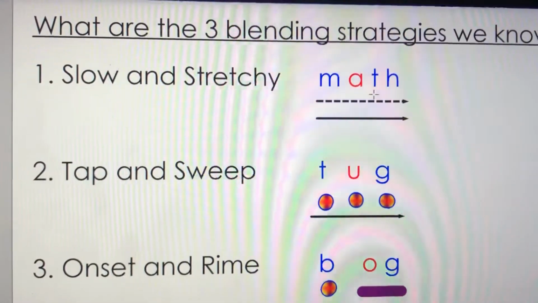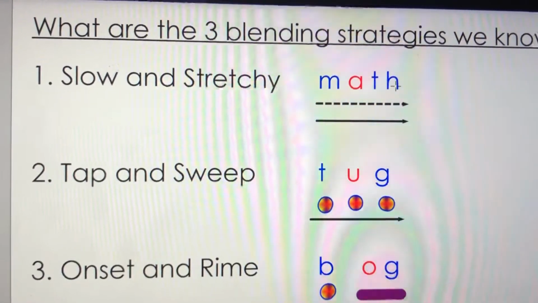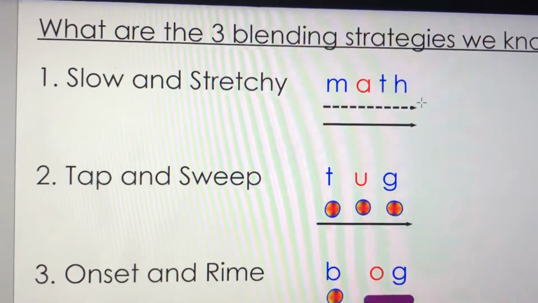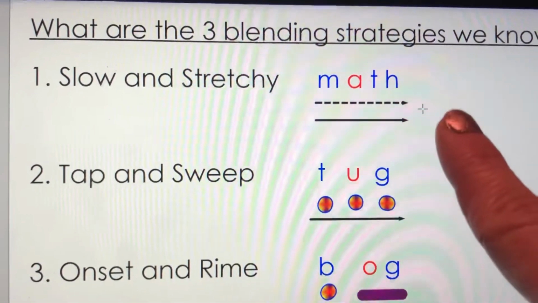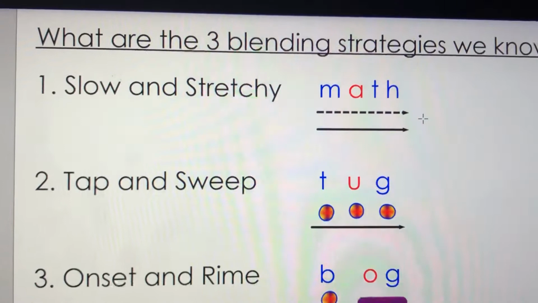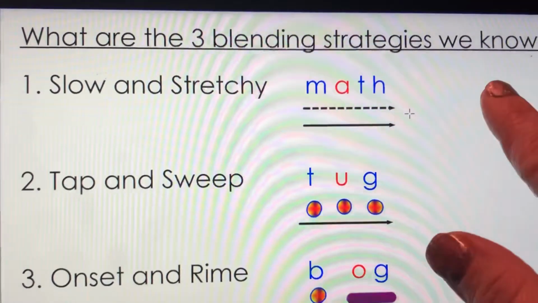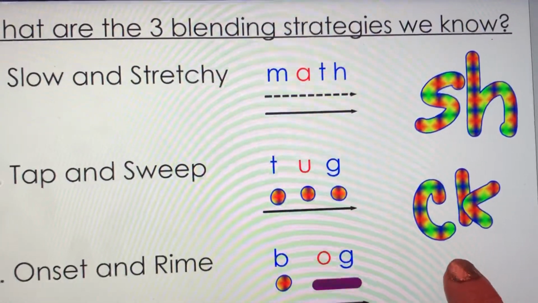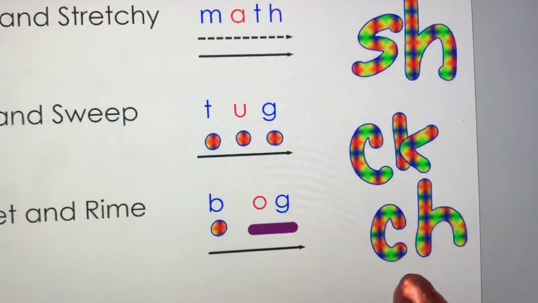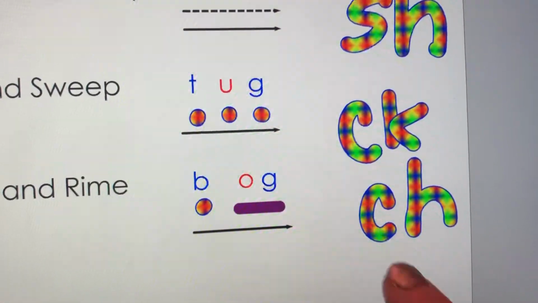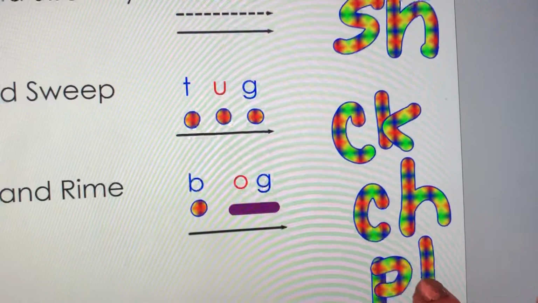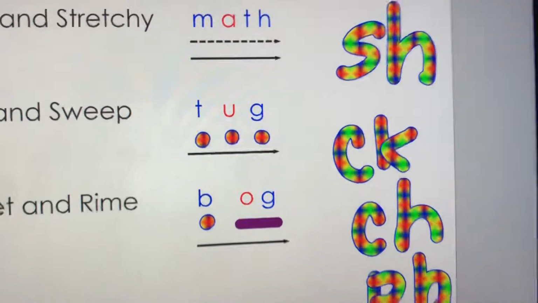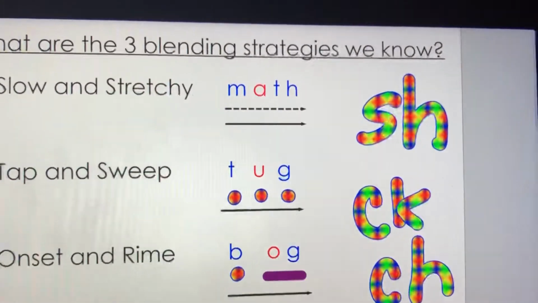Okay, so TH is an example of a digraph that says th, or sometimes it says th if your voice is on. Other examples are CK, which says k, SH, which says sh, CH, which can say ch, and PH, which makes Mr. F sound. Okay, so those are all digraphs over here in the rainbow pattern.